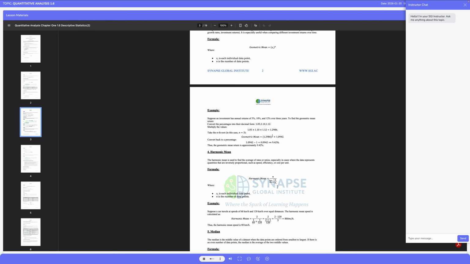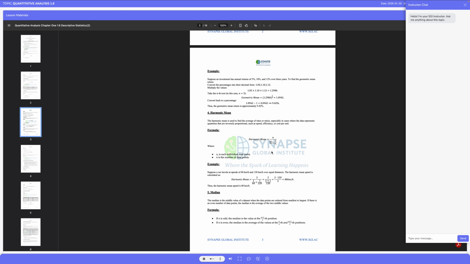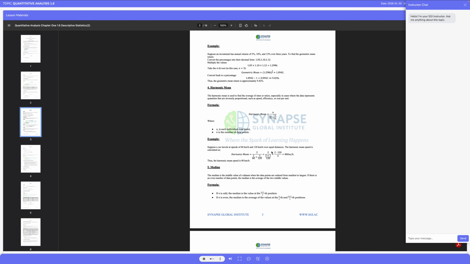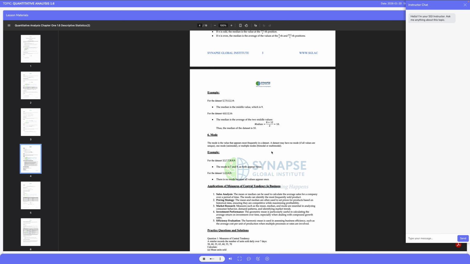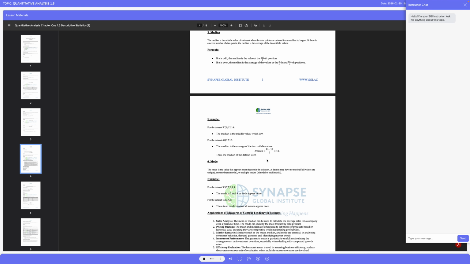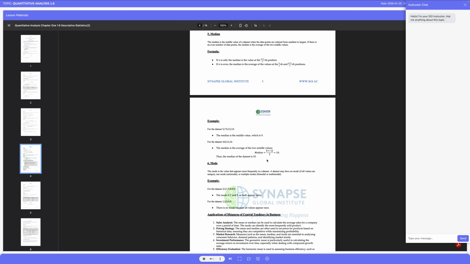The median is another key measure of central tendency. The median is defined as the middle value of a dataset when the data values are arranged in ascending order. If the number of observations is odd, the median is the value in the middle position. If the number of observations is even, the median is calculated as the average of the two middle values. One of the main advantages of the median is that it is not affected by extreme values or outliers, making it particularly useful in skewed distributions.